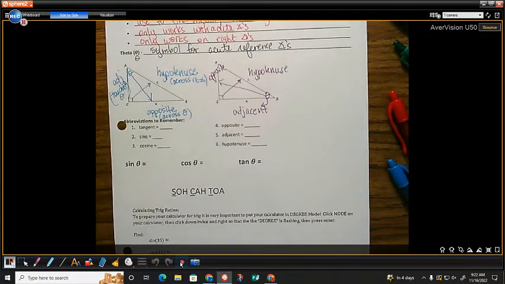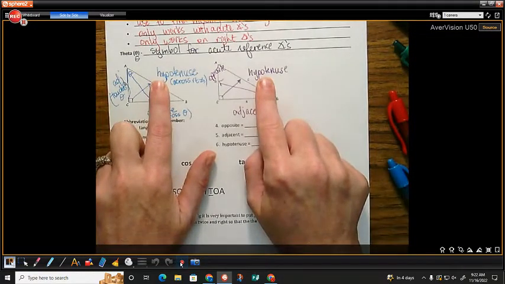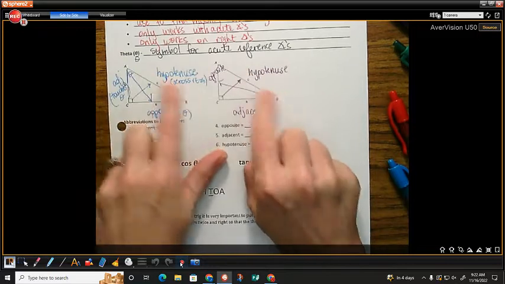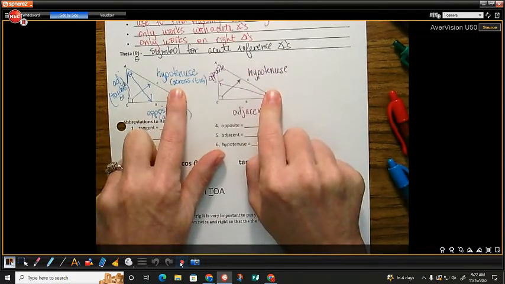Now, what do you notice about these two pictures? They're the exact same triangle, aren't they? They're the same triangle. And look, is the hypotenuse always in the same place? Yes, the hypotenuse is always the hypotenuse.